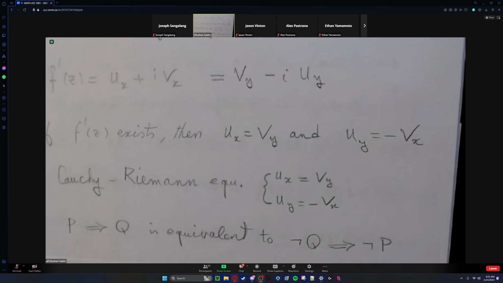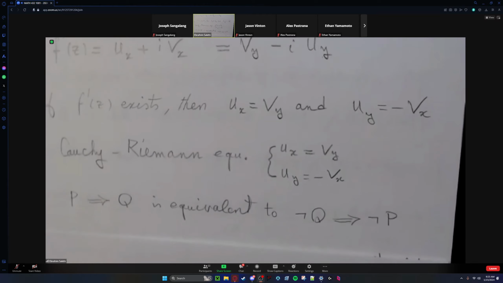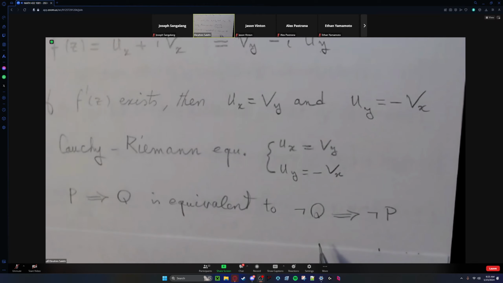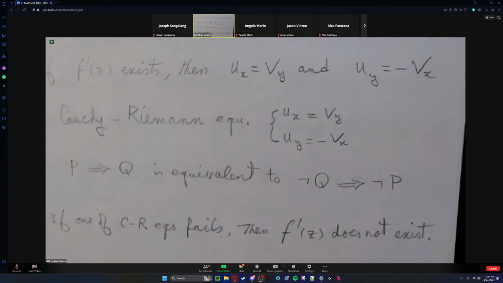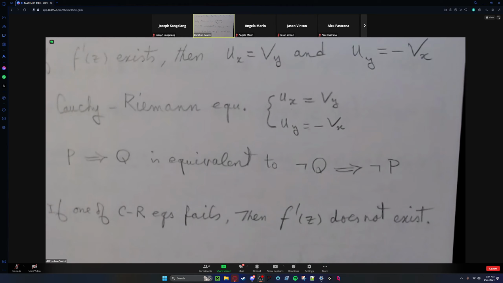This is a conditional statement: if P, then Q. Any conditional statement is equivalent to its contrapositive. Contrapositive means if not Q, then not P. These two are equivalent. So what does it mean? It means if one of the Cauchy-Riemann equations fails, then the derivative does not exist, okay?